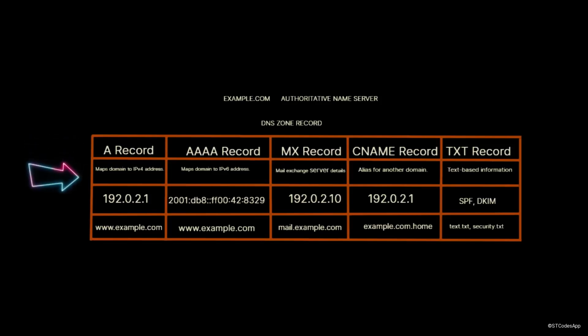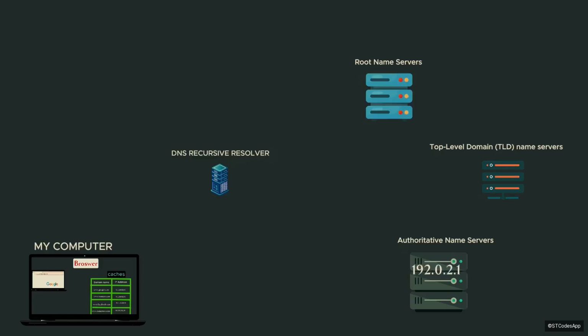The authoritative name server receives the query from the TLD server. It finds the IP address of www.example.com and then returns the IP address to the recursive resolver. The resolver caches the response and sends the IP back to the user's browser.